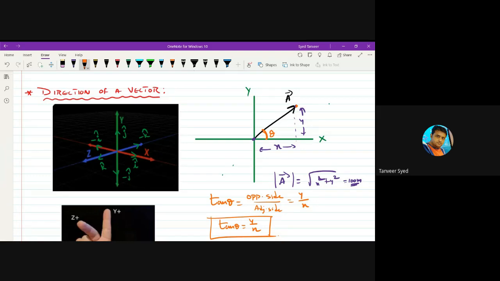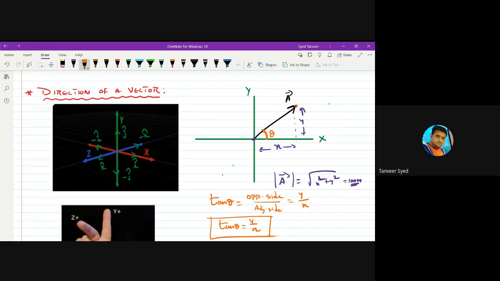Expressing magnitude and direction of a vector: magnitude is root of x square plus y square plus z square, direction in terms of angle. You might be accustomed to writing directions like east, west, north, south, or northeast, northwest, southeast, southwest, vertically up, vertically down. These are not the only directions. There are infinite directions, so all directions cannot be represented only by northeast, west, southwest, or southeast.